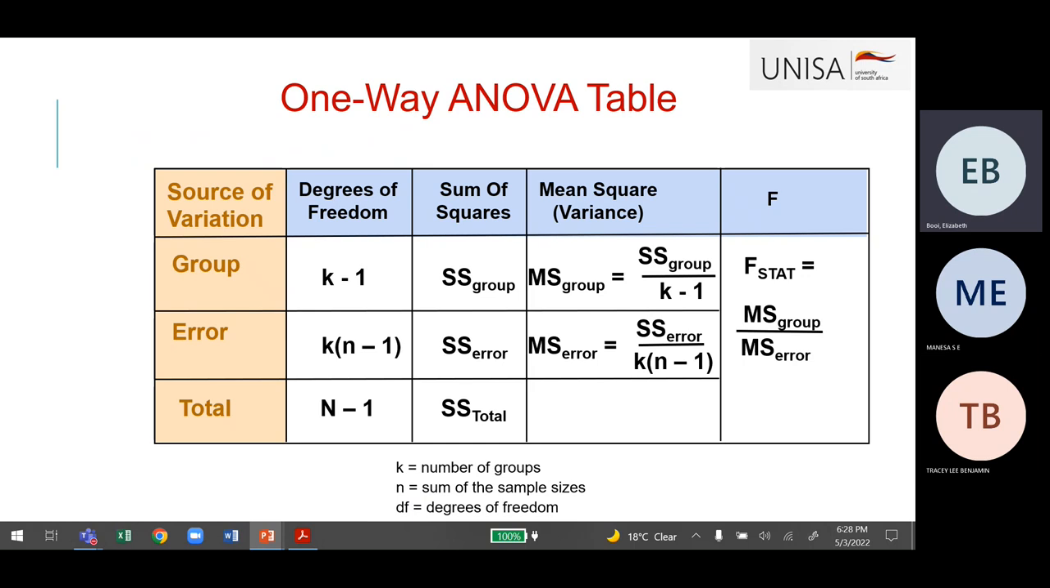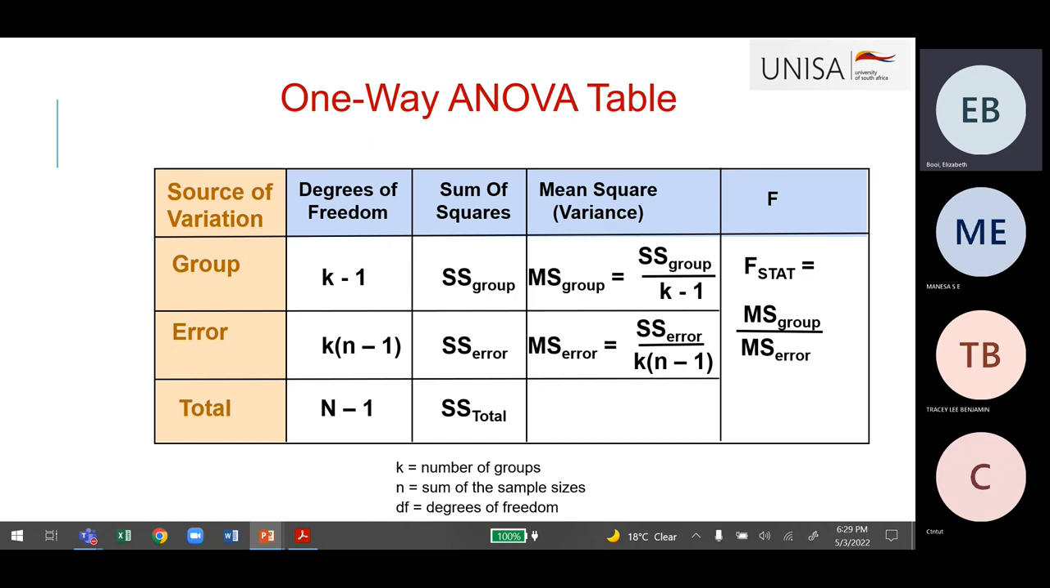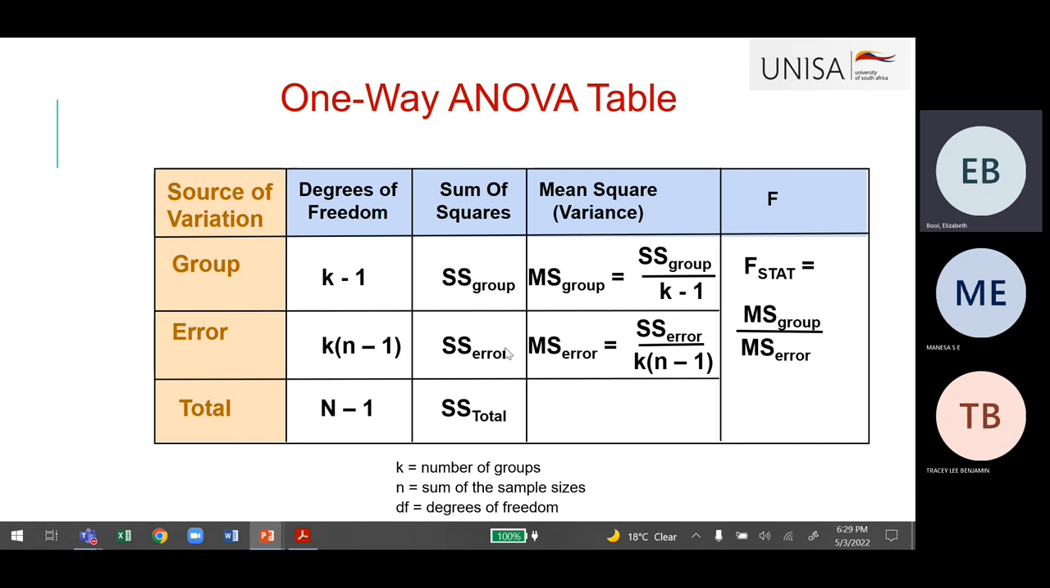So you will calculate your SS group. Remember, your SS group is n times the sum of your group mean minus the mean of all the groups, squared. And then we also need to calculate the SSE, which we remember is your SST minus your SS group. Therefore, you need to first calculate your SS group and then calculate your SST. Your SST you calculate by using the sum of x squared minus the sum of x, squared, divided by n. So you will calculate the group, then the SS total, therefore you can calculate your SS error. And then the MS, which will go into the mean square column, will be your sum square divided by the degrees of freedom.